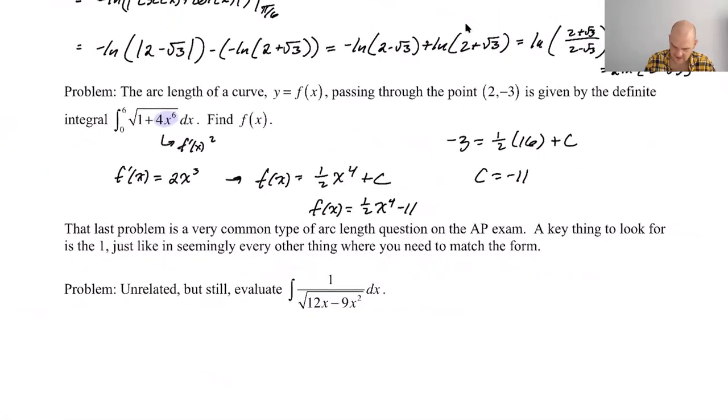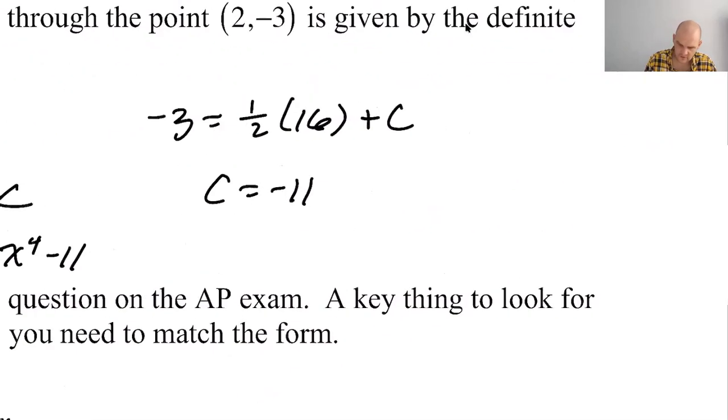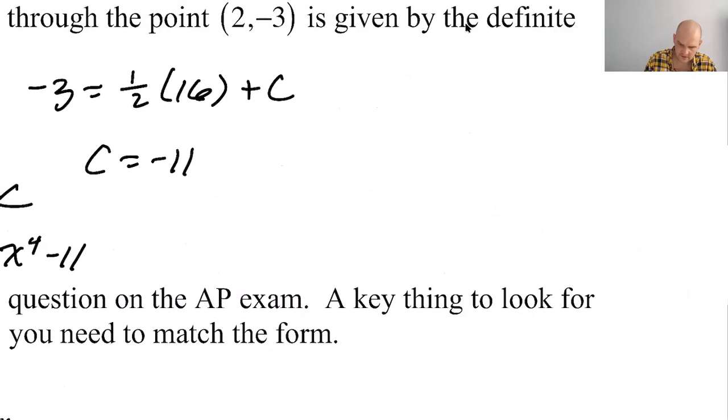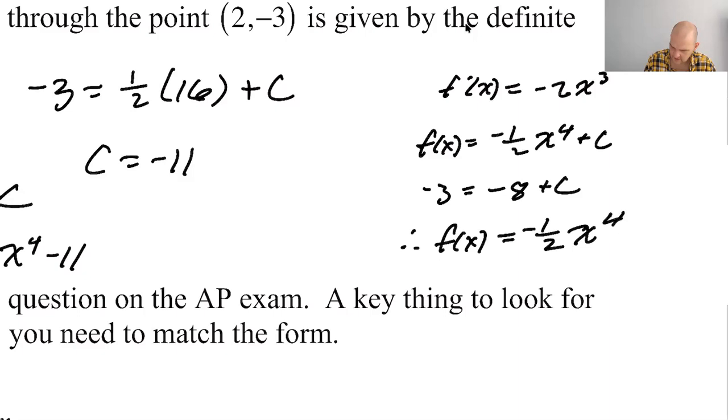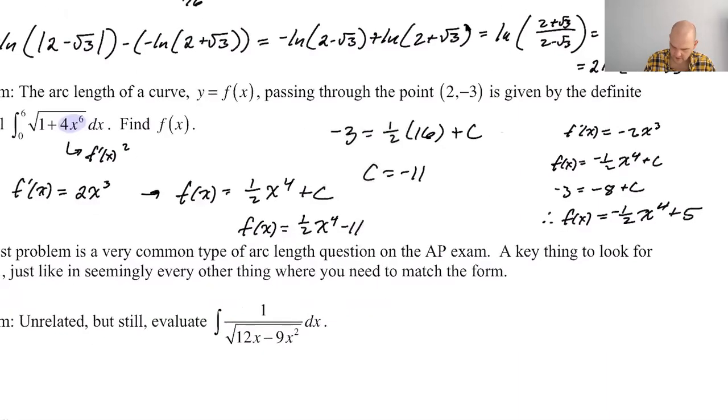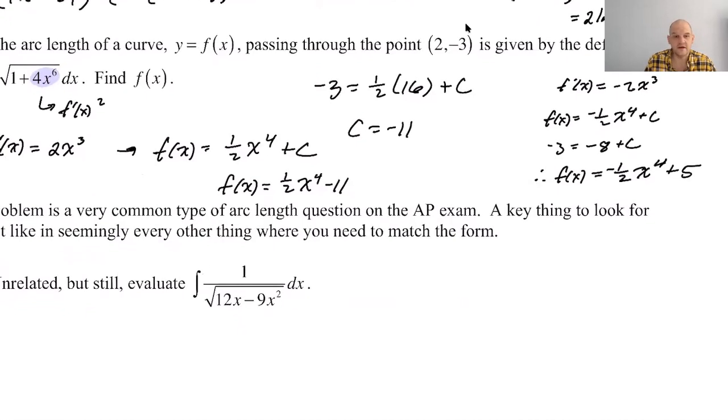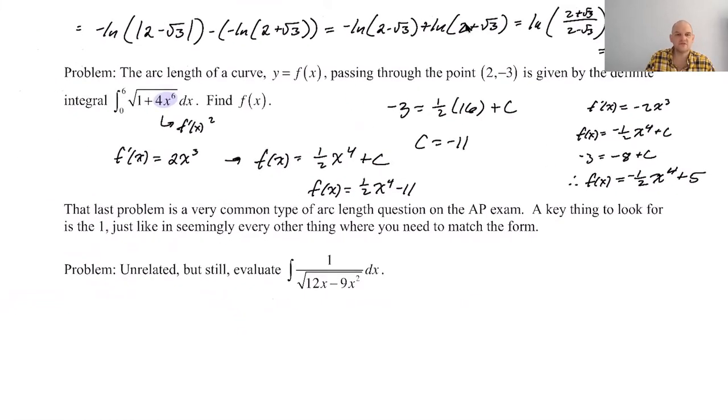All right, so let's say I'll do it really tiny over here, perhaps. If f prime of x is negative 2x cubed, then f of x is negative 1/2 x to the 4th plus c. And then using the givens, negative 3 is negative 8 plus c. So c is 5. f of x is negative 1/2 x to the 4th plus 5. I think either of these work. So there's that. And I don't think there's any reason not to do both.